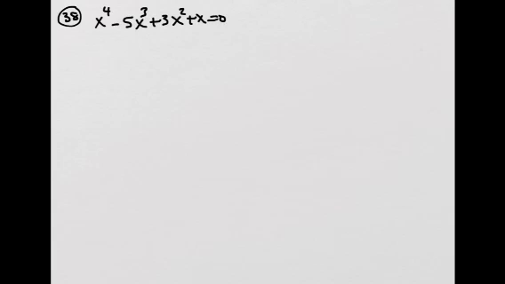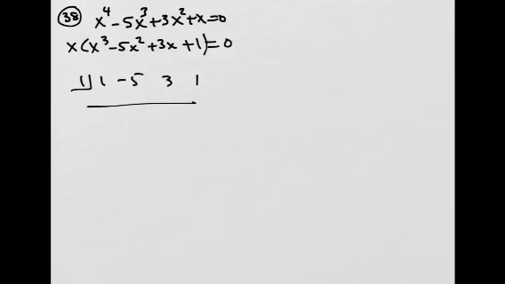So for 38, I can factor out an x. And notice how I forgot the parentheses. The only factors of 1 are plus or minus 1, so I'm going to start with 1. 1, negative 5, 3, and 1. Bring down the 1. Negative 4, negative 1, and it works.